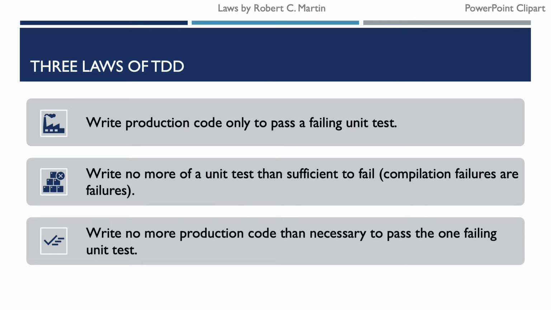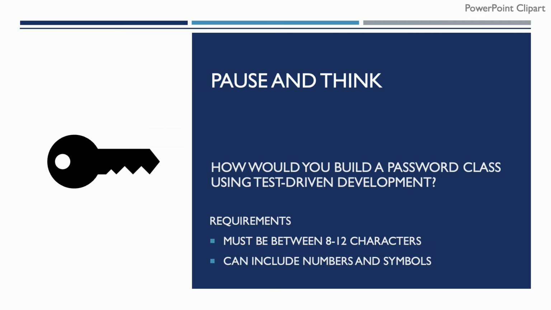The last law states that you should not write more production code than required to pass the unit test. If you continue to write code after the tests have passed, this will lead to creating even more unit tests than necessary and could lead to worse code coverage in the final product.